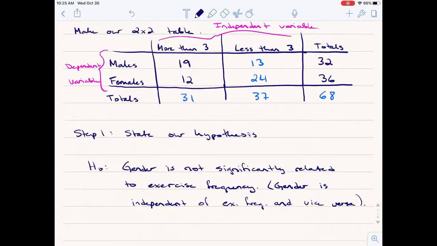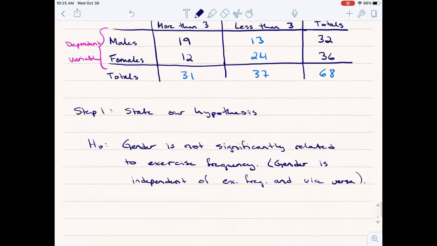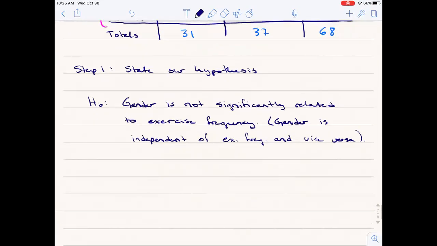Just by looking at these counts, 19 out of 32 versus 13 out of 32, and then 12 out of 36 and 24 out of 36, we suspect that there is some imbalance there. But we'll see. The chi-squared test will tell us. Our null hypothesis is that they're not significantly related, and our alternative hypothesis is just going to be the opposite of that.